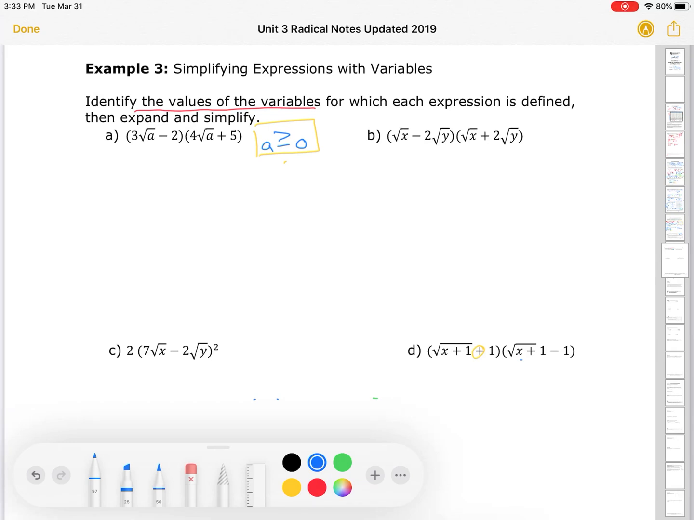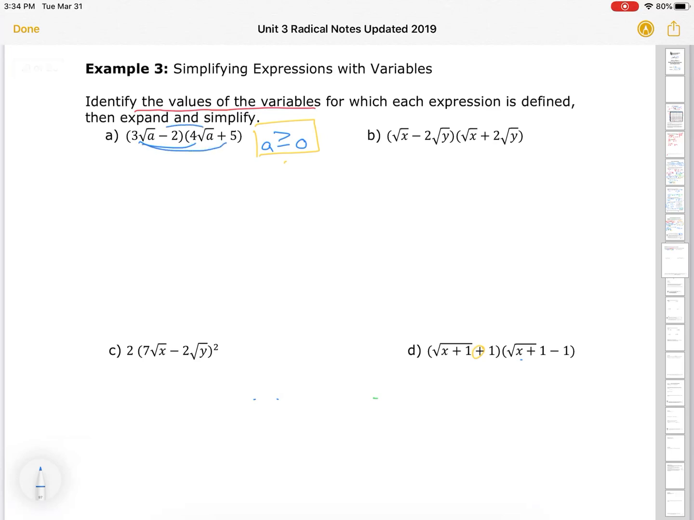So we'll put a little box around that because that is part of what the question is asking. And the next thing we're going to do is expand and simplify. So we're going to use FOIL. So first, outer, inner, last. So doing my first multiplication, 3 times 4 is 12, and root a times root a is a. Second, the outer, root 3 times 5 is 15, and I'm left with root a. And inner, negative 2 times 4 is negative 8, and I'm left with my root a. And then finally, for my last, negative 2 times 5 is negative 10.